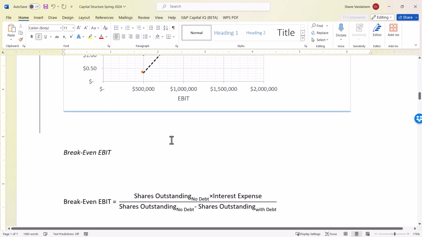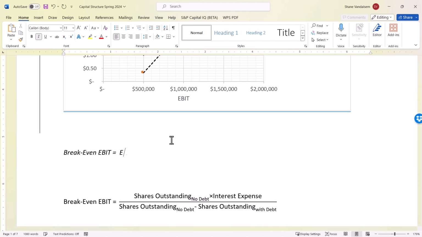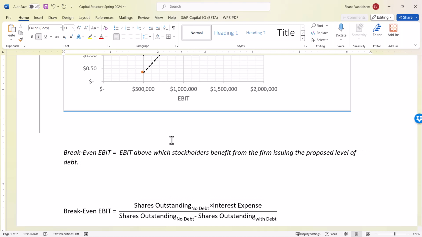So the break-even EBIT is the EBIT above which stockholders benefit from the firm issuing the proposed level of debt. This break-even EBIT is going to change based on the amount of debt that's being proposed. We're going to look at it from the point of view of this $5 million in debt, though.